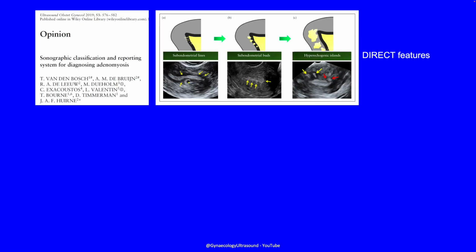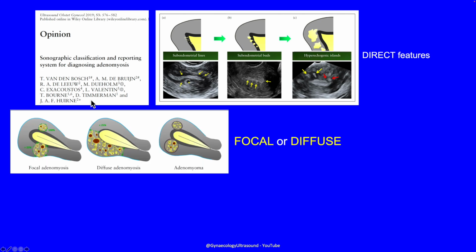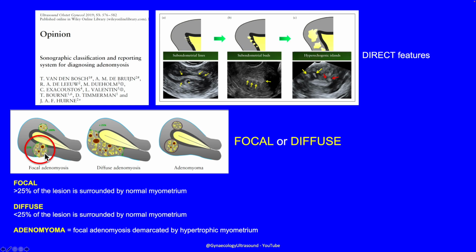So the direct features of adenomyosis, we said, were the subendometrial lines, the buds, and the islands. And then we have to look at, if you see those things, whether that's in a large area or a less large area, whether it's focal, whether it's diffuse, or whether it's an adenomyoma. And the definitions they've come up with are very good. It's focal if more than a quarter of the circumference is surrounded by normal myometrium. It's diffuse if less than a quarter of the lesion is surrounded by normal myometrium. And an adenomyoma is where you've got demarcation by hypertrophic myometrium, but not a capsule.